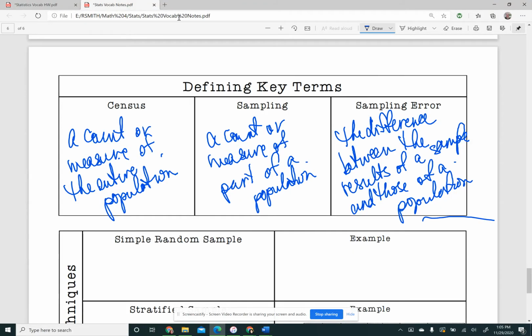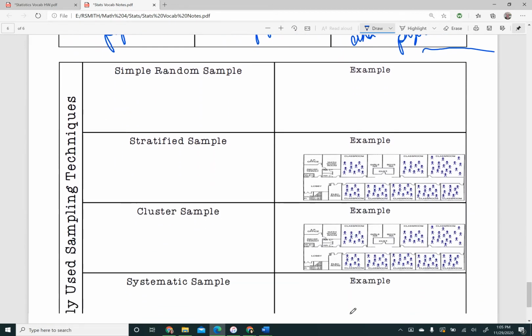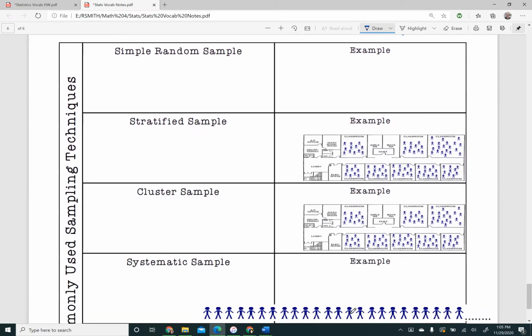All right, so our last part of the vocabulary is on sampling techniques. We're going to talk about these quick few things. So the first thing is a simple random sample.